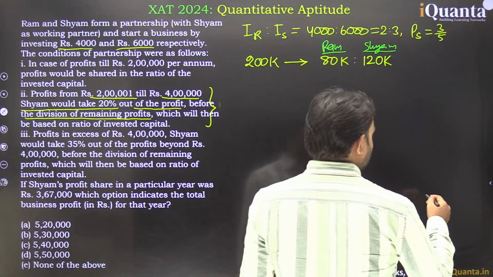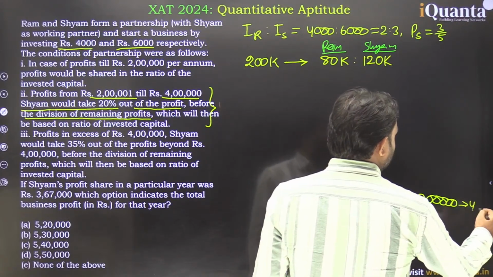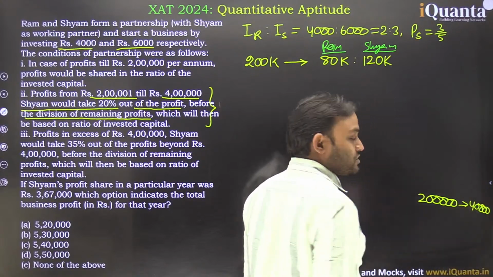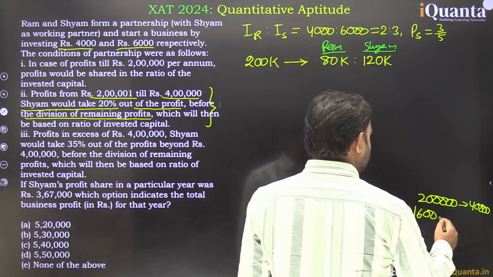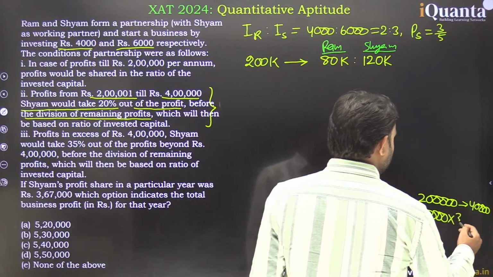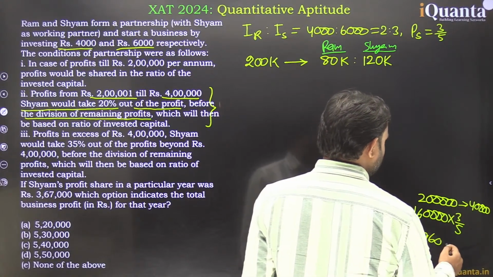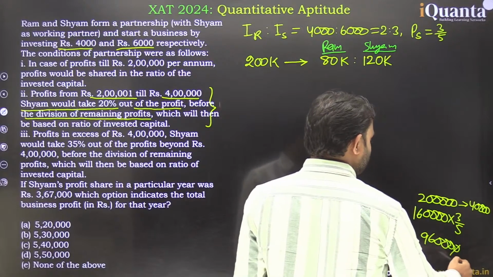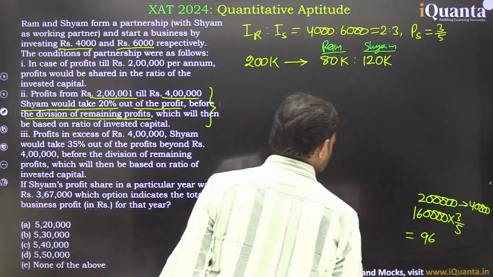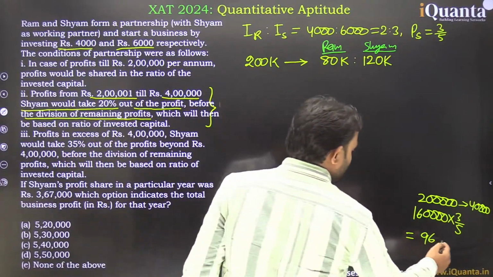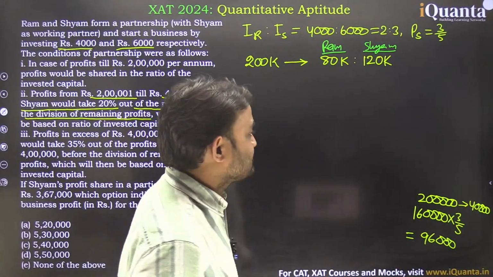So out of those 2 lakhs, 20% will be 40,000, right? 20% will be 40,000, and of the remaining 1,60,000, take 3 by 5. So this will be equal to 96,000. So that guy is getting 96 plus 40, 1,36,000.